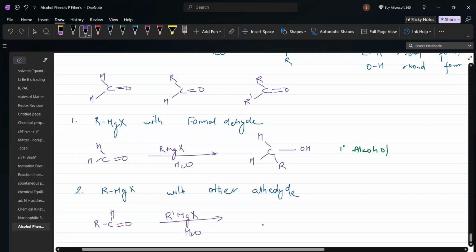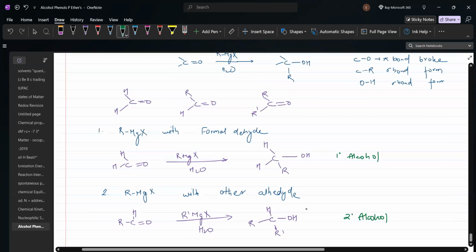So what will the product be here? The C double bond O breaks and will form OH. The rest will be the same, H and R. This R dash, which is the Grignard reagent, will attack on this carbon and will form R dash here. Understood, everyone? So this carbon is attached with two other carbons, so that is why this is 2 degree alcohol. Yes or no?